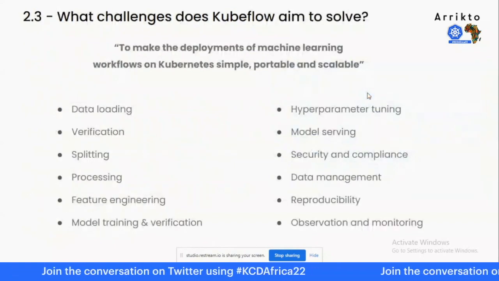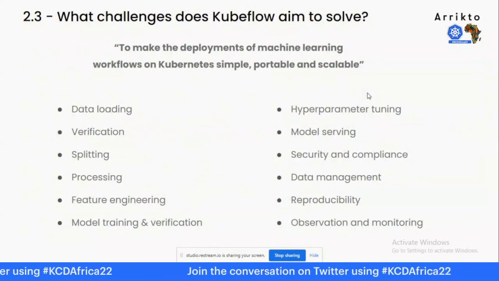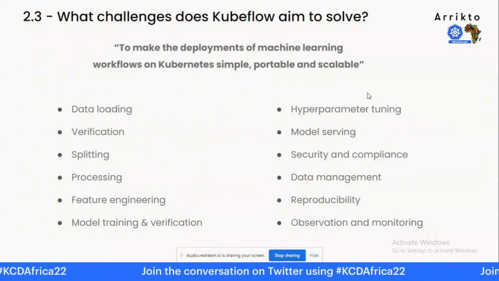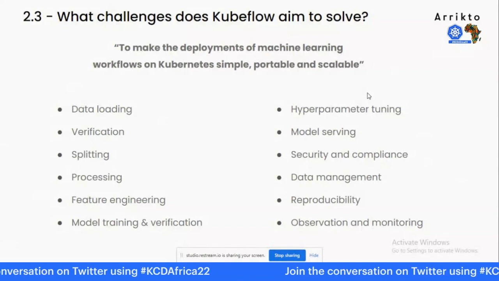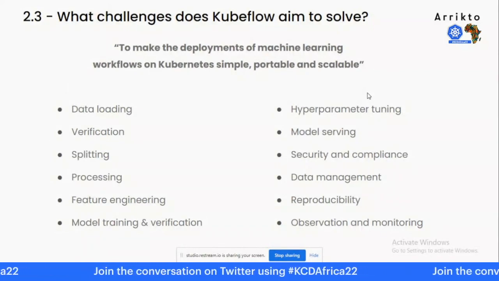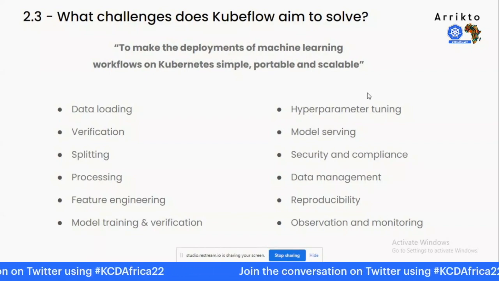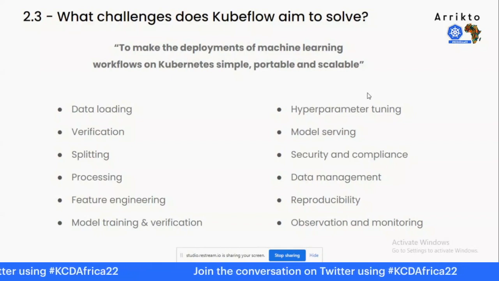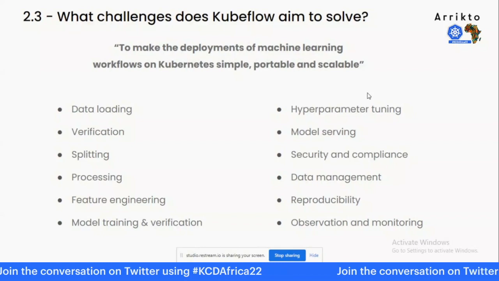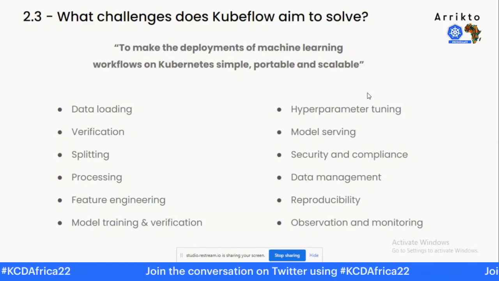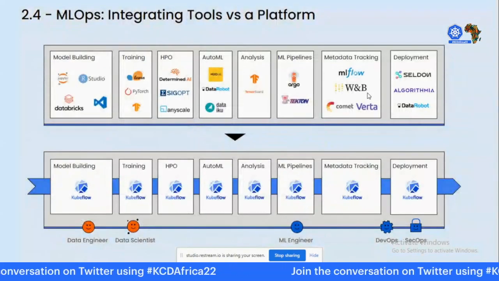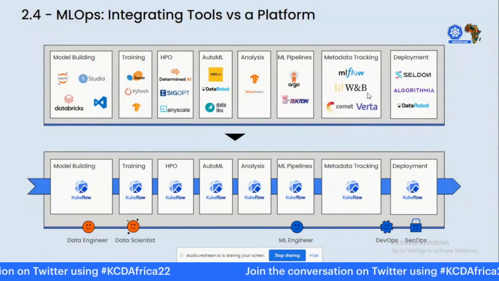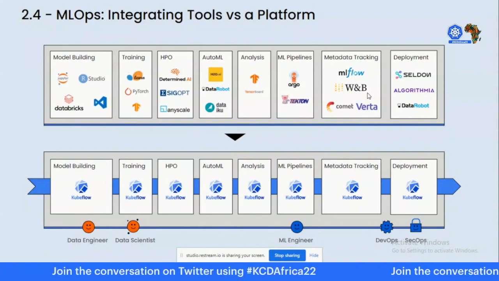So what challenges does Kubeflow aim to solve? Basically, Kubeflow aims to make your deployment of machine learning workflows on Kubernetes simple, portable, and scalable. The idea is that we know Kubernetes has this orchestration power, this portability power, and this auto scaling power already. So how can we leverage this power to make our deployment of machine learning workflows very easy? Which is where Kubeflow comes into play. Kubeflow makes our data loading, verification, splitting, processing, feature engineering, hyperparameter tuning, up to observation and monitoring very, very easy. So we're going to go over the different tools and how Kubeflow is the all-in-one platform to do this, and why it's best to use Kubeflow.